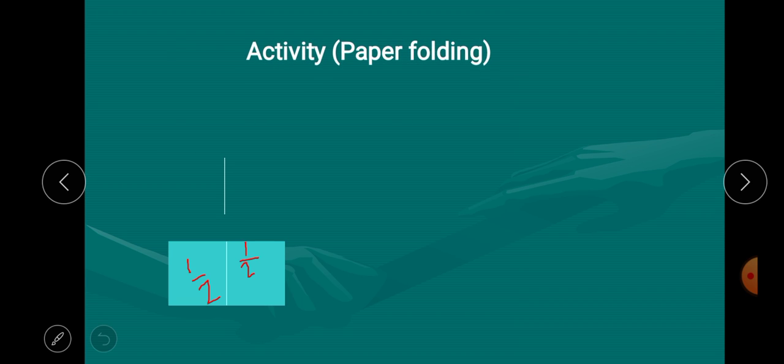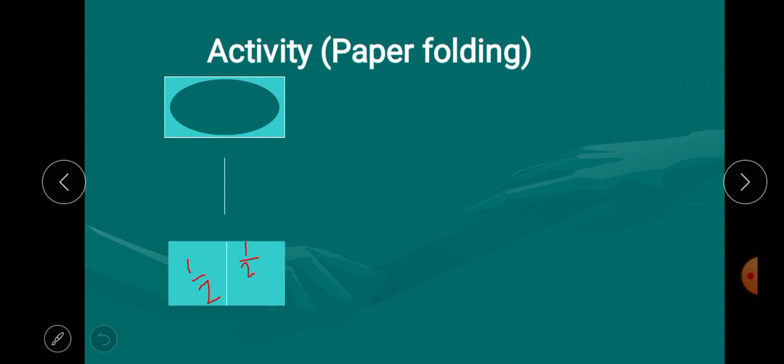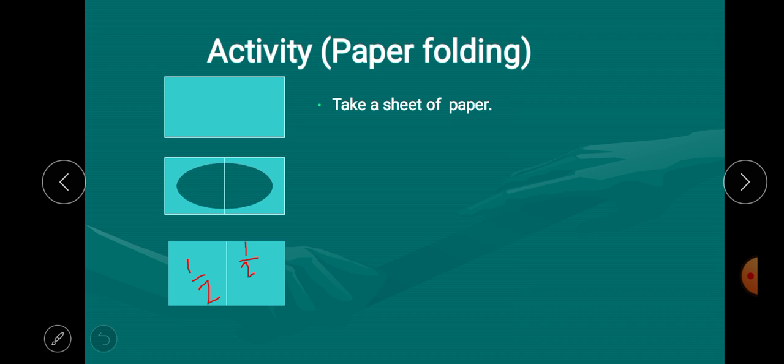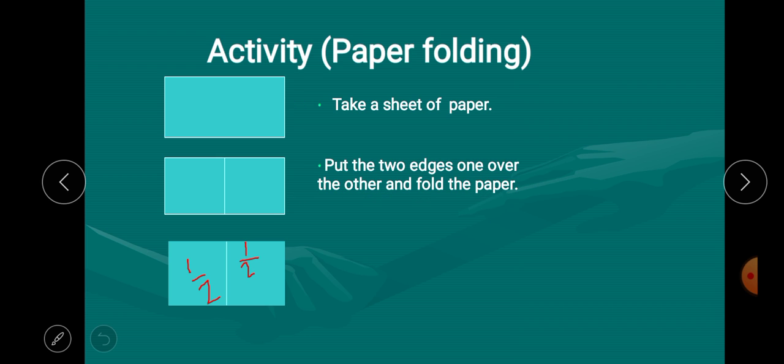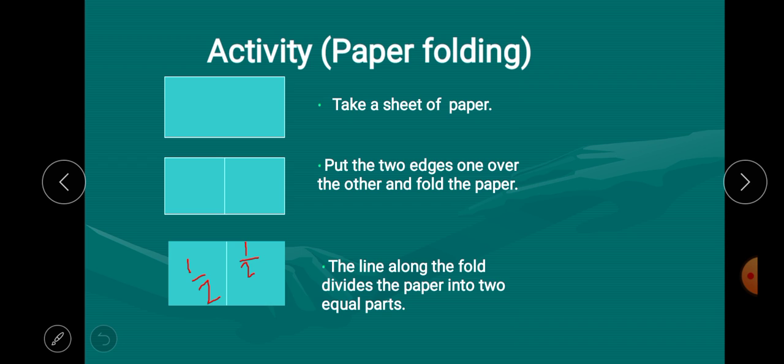Activity: paper folding. First you take a sheet of paper and you cut that sheet of paper into two equal parts. Put the two edges one over the other and fold the paper. So you will get a line along the fold that divides the paper into two equal halves.